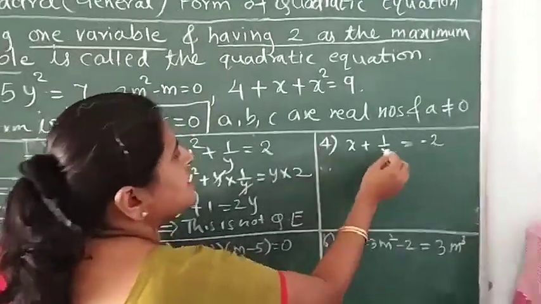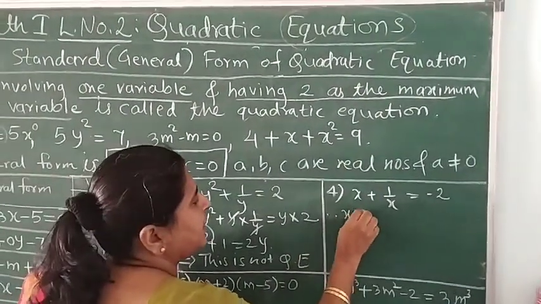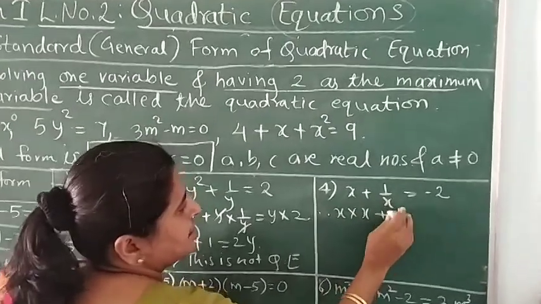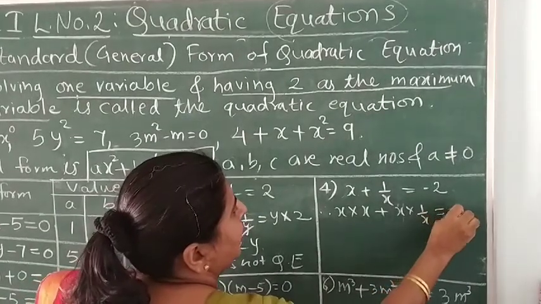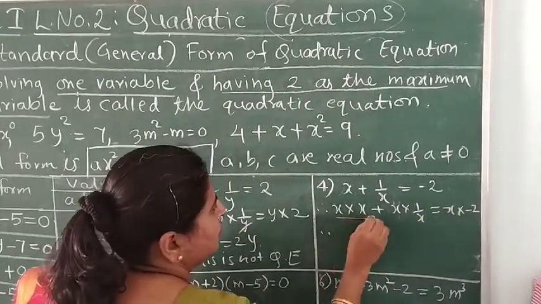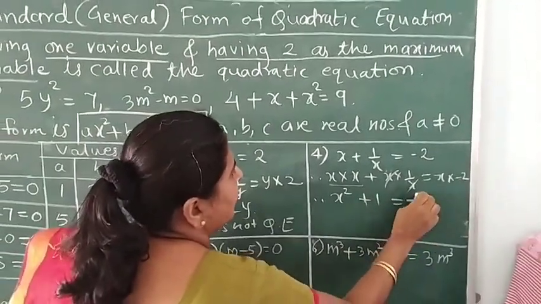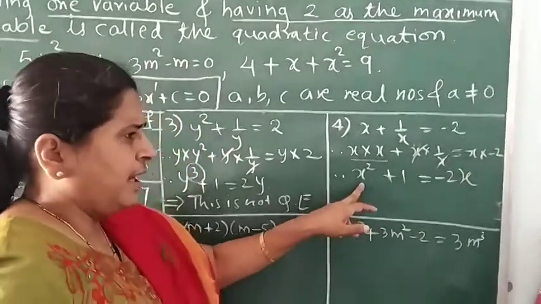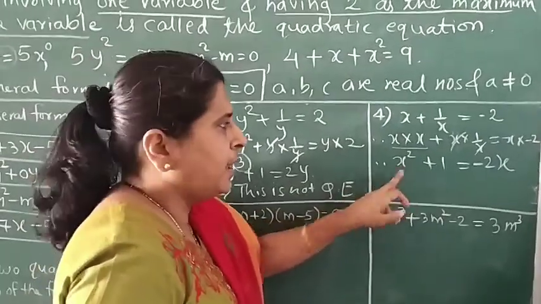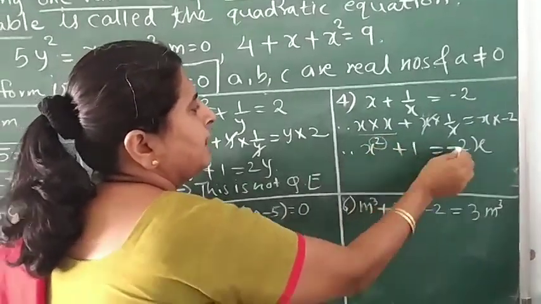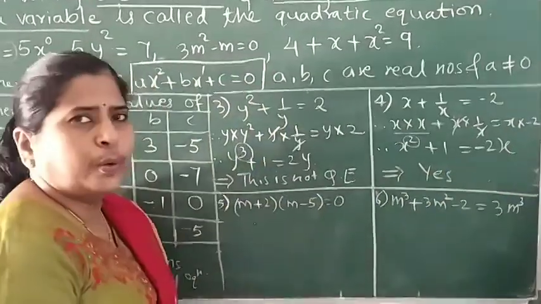But here, now you can see x is in the denominator. To cancel this, if you multiply each term by x, so x into x plus x into 1 upon x is equal to x into minus 2. So x into x, you will get x square, x will get cancelled, plus 1 is equal to minus 2x. Now we are not writing this in general form, still we can observe that the variable is in the numerator and the highest power is 2 in one variable. So our answer is yes, it is a quadratic equation.